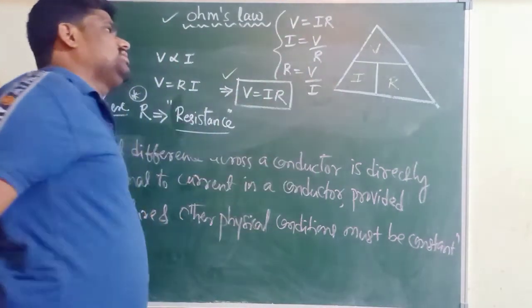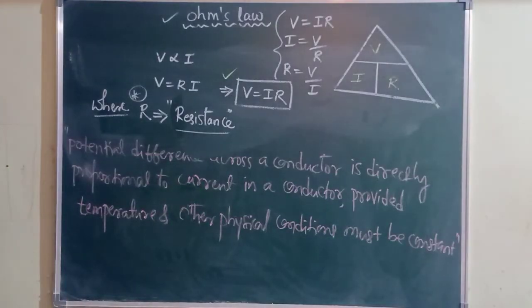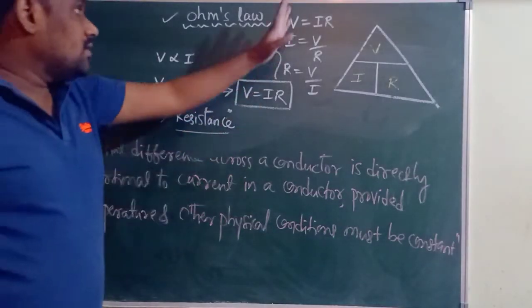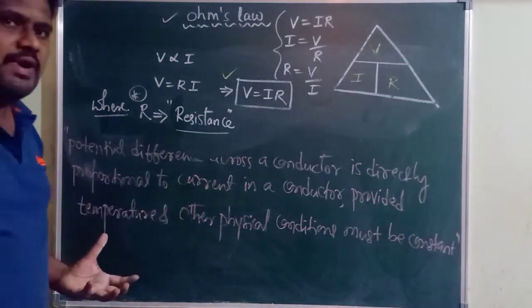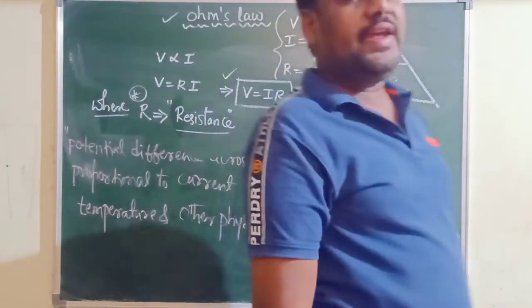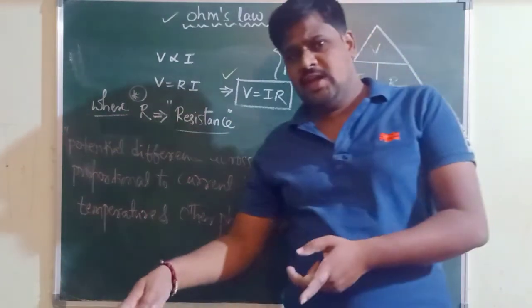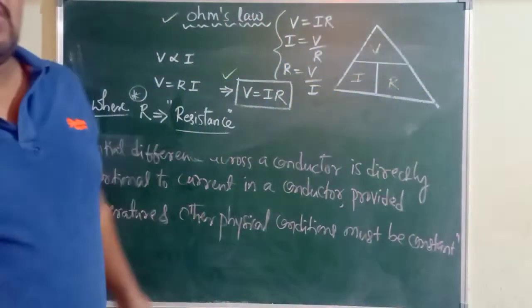So this is the relation between V, I and R, and these are the three important formulae which are frequently used when you are dealing with current flowing through a conductor by applying some voltage.